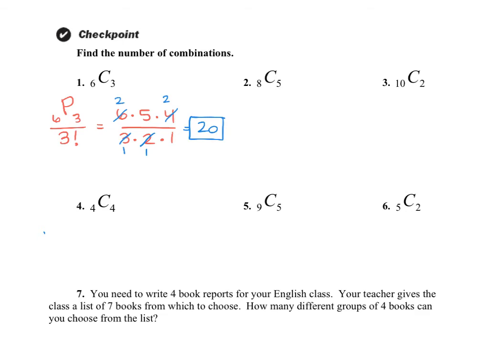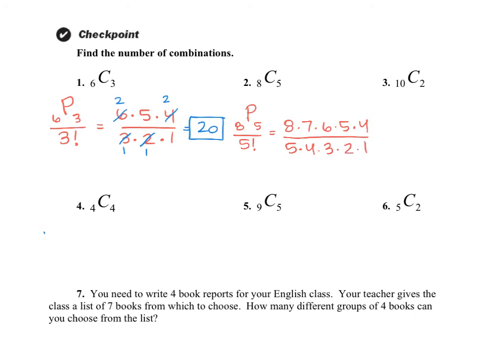Let's try another one. Number 2, the combinations of 8 choose 5. So this would be the permutation of 8 choose 5 over 5 factorial. So this is 8 times 7 times 6 times 5 times 4. Again, I'm multiplying 5 spaces out. On the bottom, I have 5 times 4 times 3 times 2 times 1.